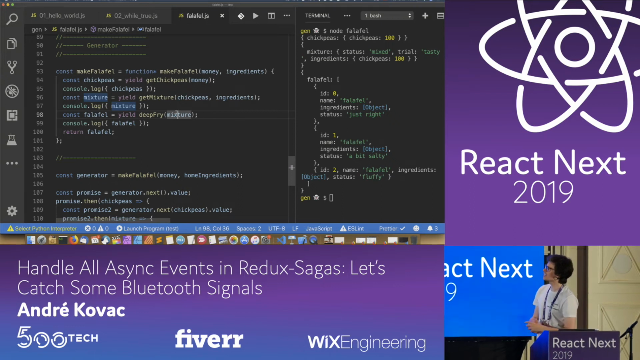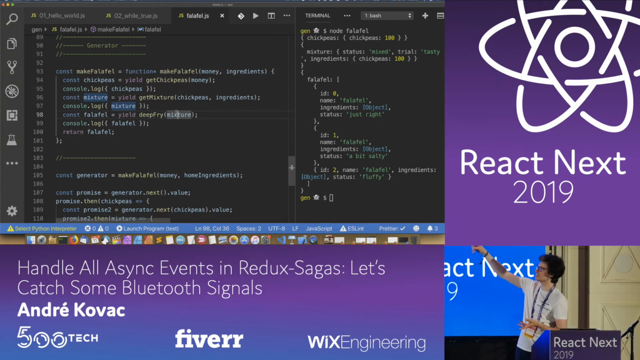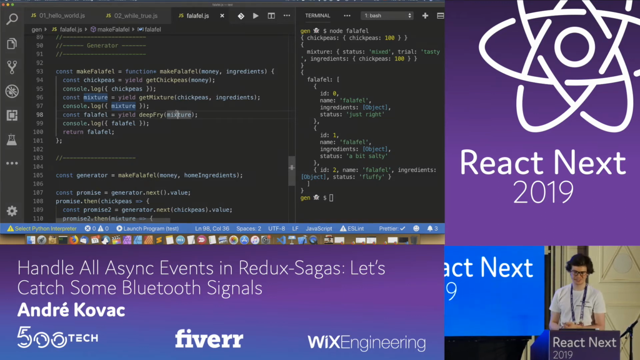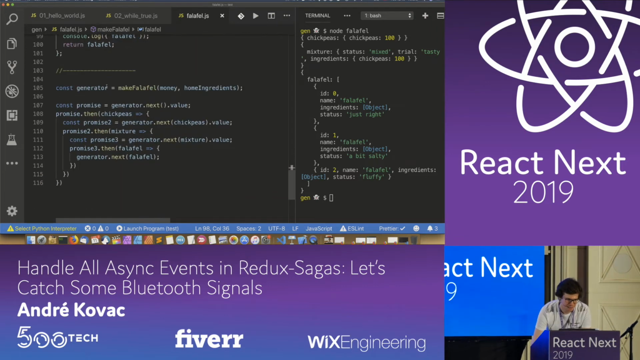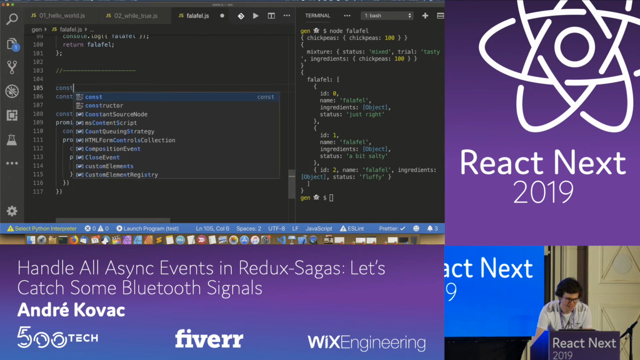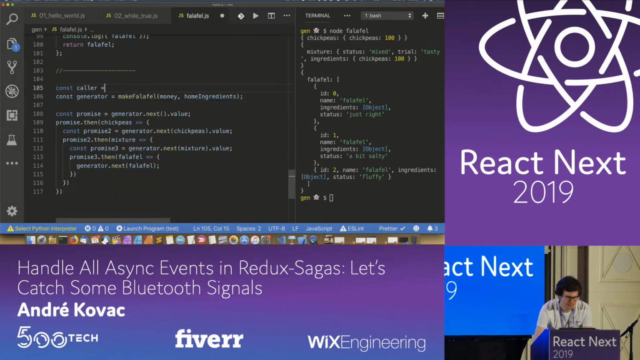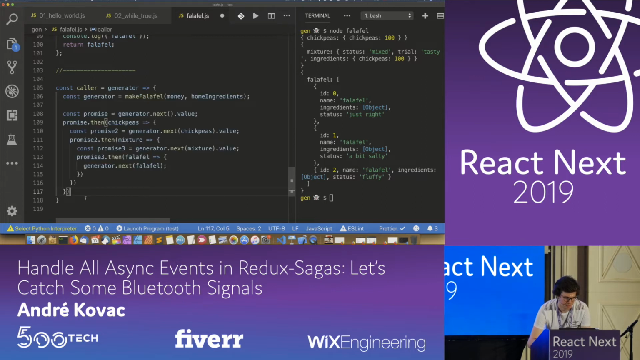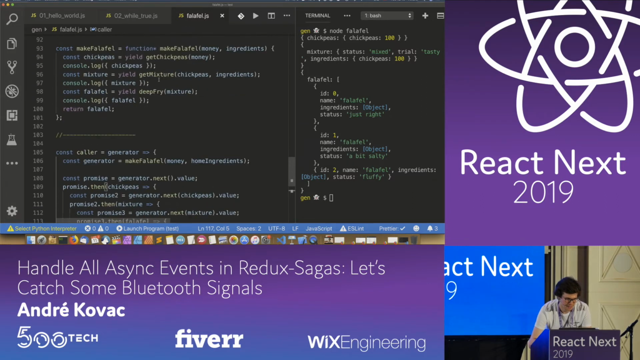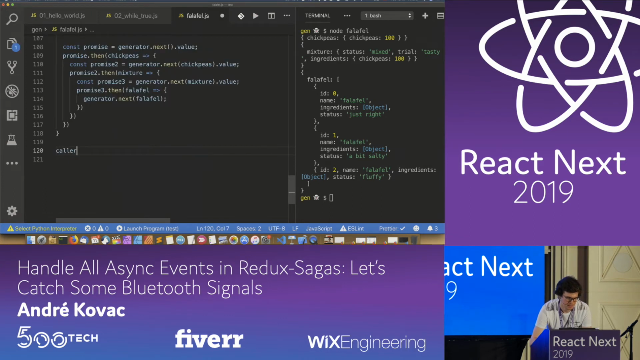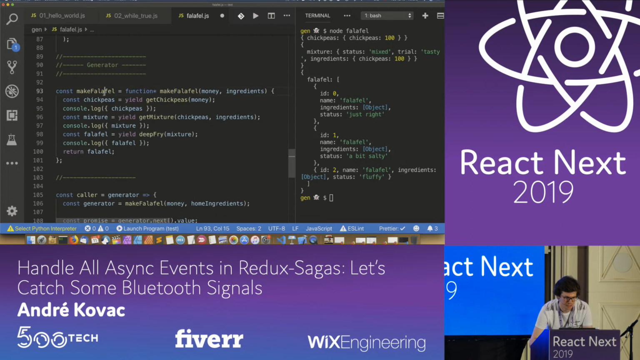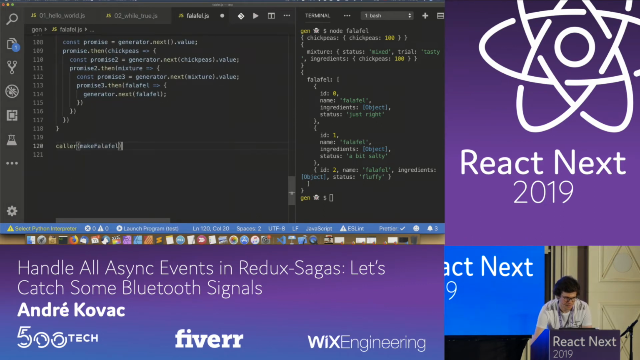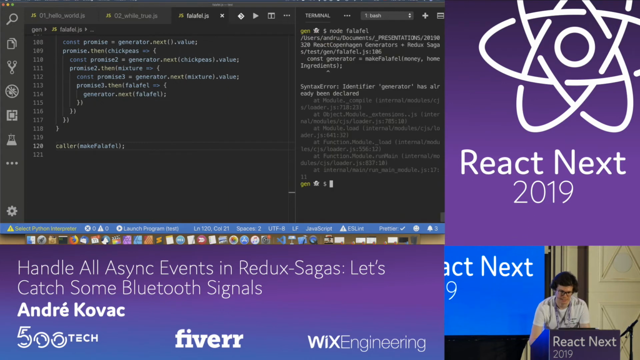But what did we actually do on that side? So we are dealing with several promise returning functions, which we return one after the other. Let's maybe first make this a function, or let's call it the caller, which accepts a generator, and then does all of this. And then we call that with our generator, which is called make falafel. And we should hopefully get the same thing.